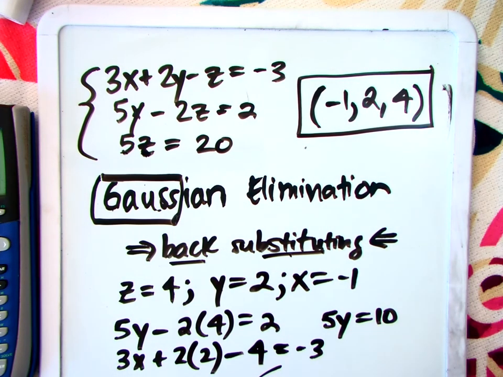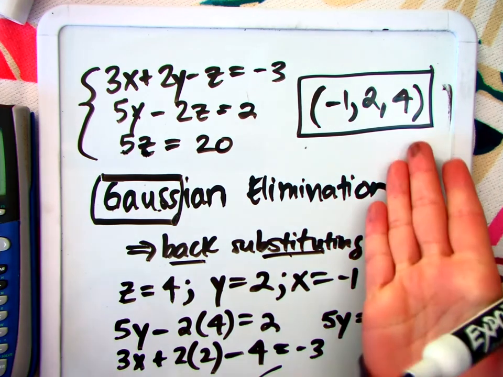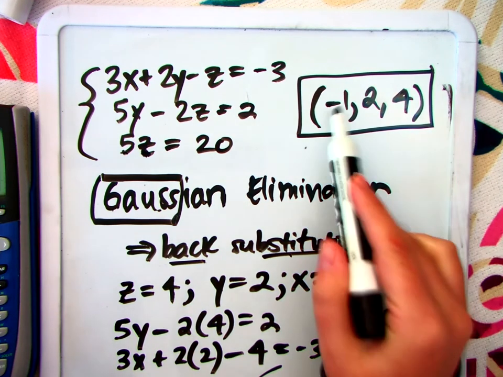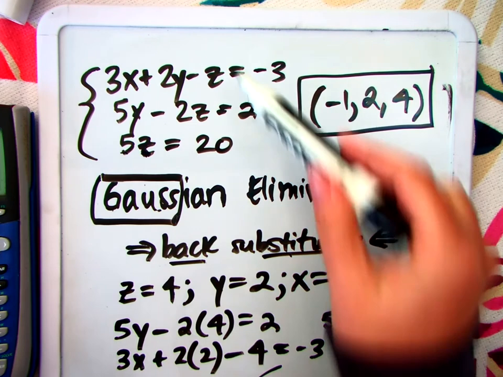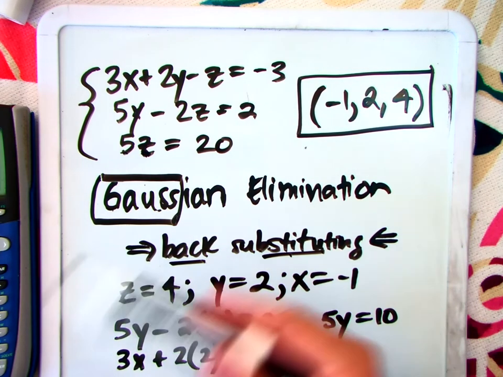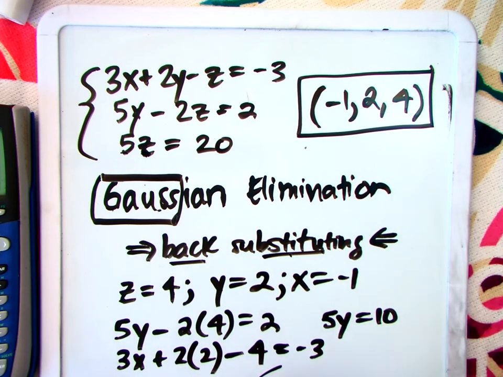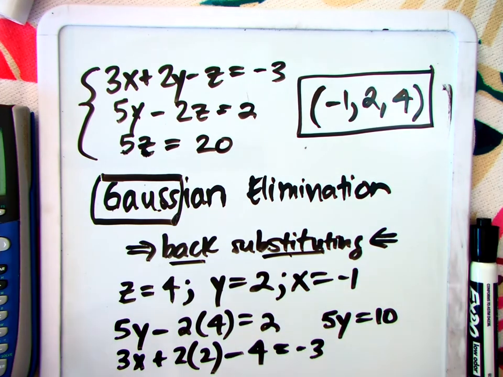And it's just written the same way, but it's in the order x, y, and then z. It's called an ordered triple, and these three numbers must satisfy all three equations in the system. So again, this was an easy one, but they do get a little more complicated, so we're going to talk about a more complicated one now. And before we do that, I'm going to give you a few rules for Gaussian elimination.